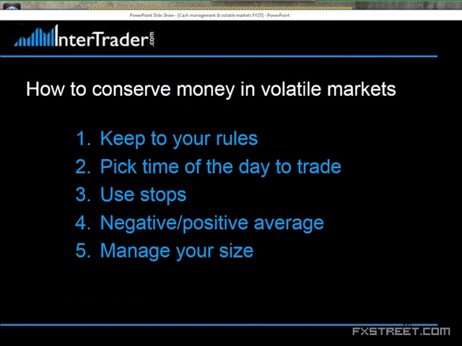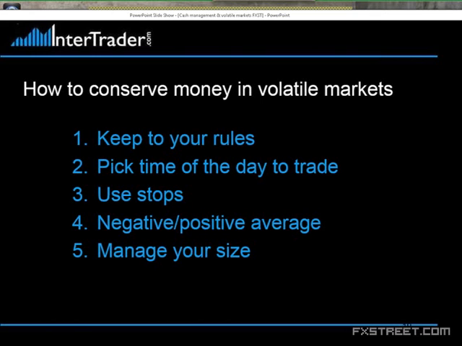So to conserve money in volatile markets, well, that's what we're in, keep to your rules. Pick a time of day to trade. Don't trade the opens, I would say. Use stops if you want to. Negative, positive, average, manage your size. These are the five things we need to look at.